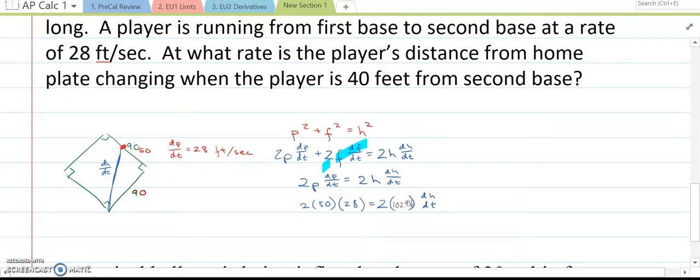And at that point, you can plug it all in. You take the 2 times the 50 and the 28, divide it by a 2 and a 102.956. You end up with dh dt. The distance from home plate is changing at a rate of 13.598 feet per second.